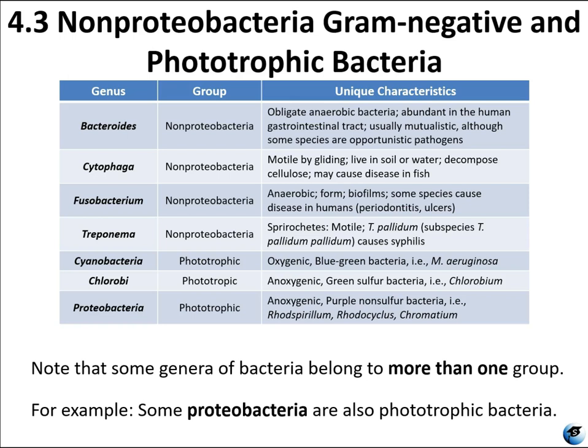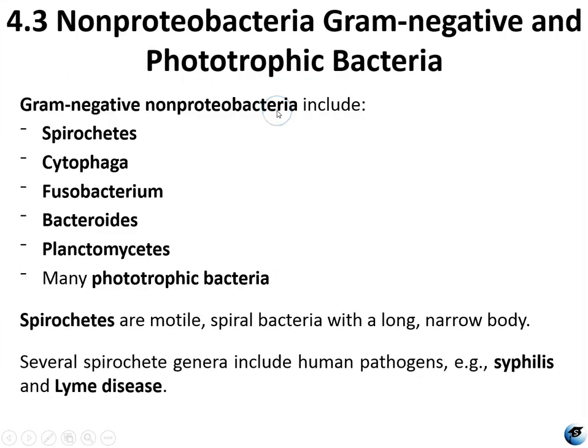So you have some species that are in the same genus that can be in different groups. It's kind of confusing, but I'm going to tell you these are going to be limited to your Rhodospirillum, Rhodocyclus, and Chromatium. So these are your phototrophic proteobacteria. Spirochetes, Cytophaga, Fusobacterium, Bacteroides, Planctomycetes, and many phototrophic bacteria. Not all, but many. Spirochetes are motile, which means they can move, and they're spiral shaped.